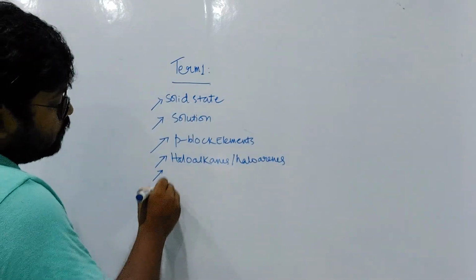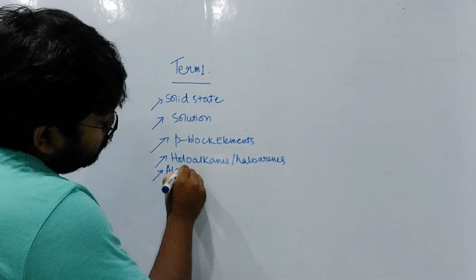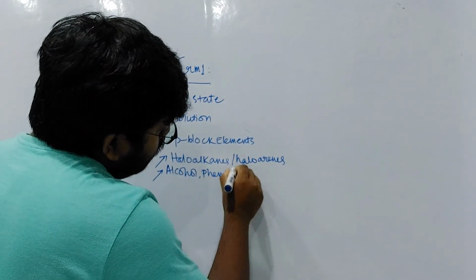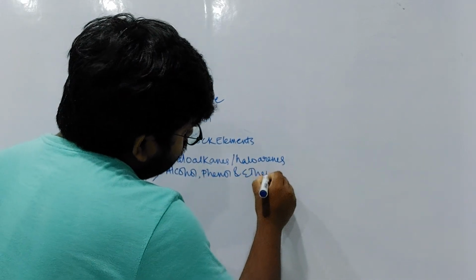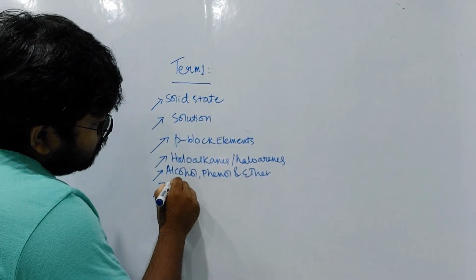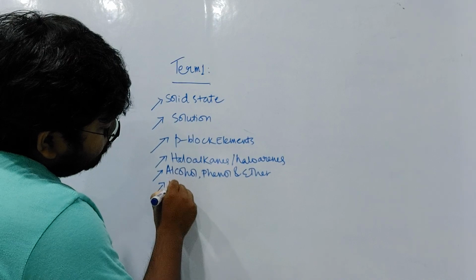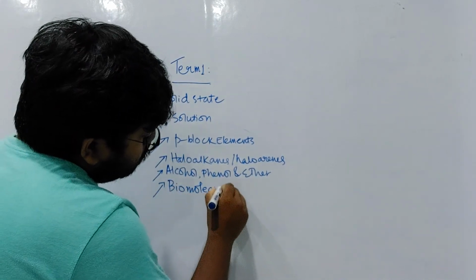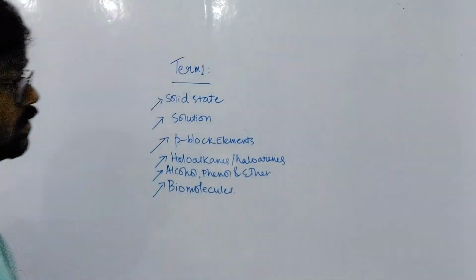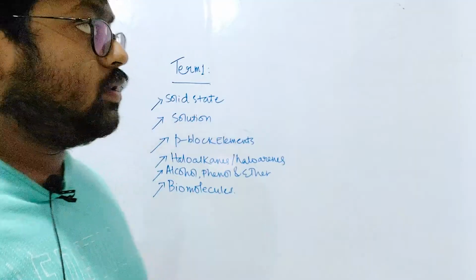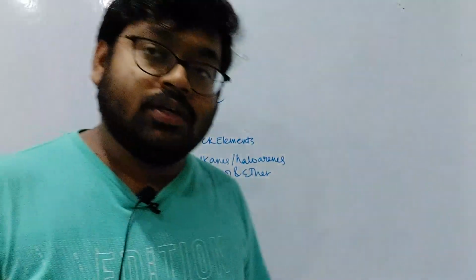next one is alcohol, phenol and ether, and the last is biomolecules. Okay, so these are the chapters which are there in your syllabus of term 1, and the rest of the chapters are there in term 2.